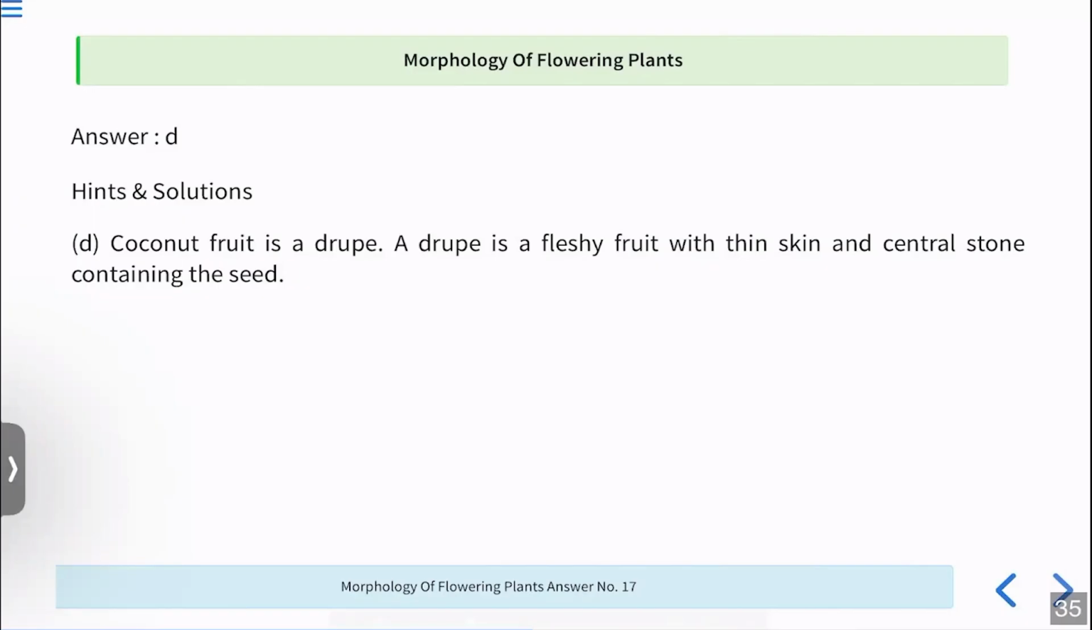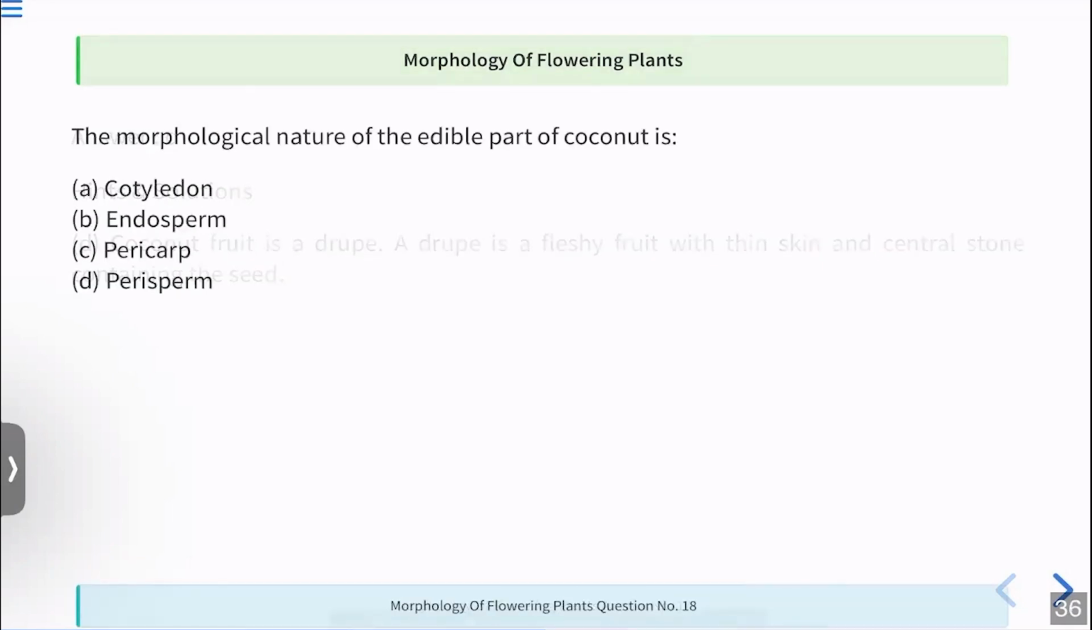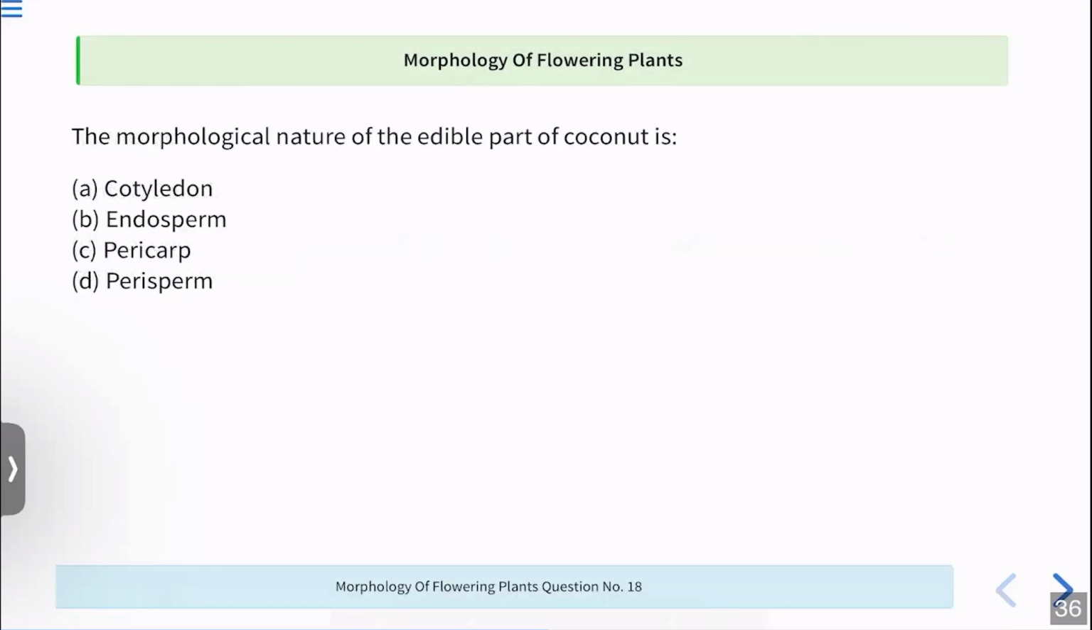All these will have different degrees of flesh. In mango, you have the flesh which you eat. In coconut, there is flesh inside, the endosperm. In peach also, in olive also, they are all fleshy. Move ahead. Morphological nature of the edible part of coconut: you know that the edible part of coconut is actually endosperm.